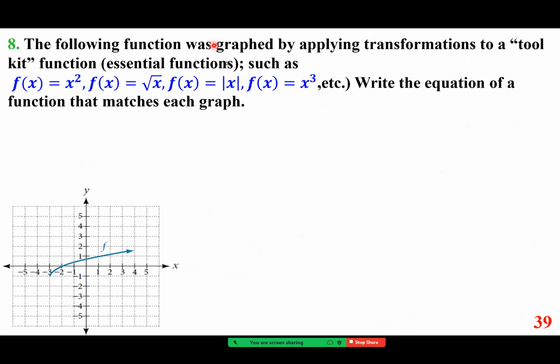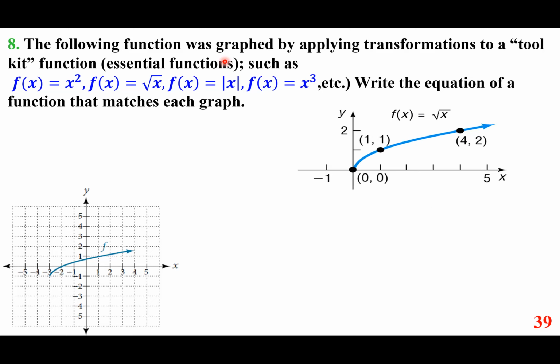The following function was graphed by applying a transformation to a toolkit function, essential function. One of those functions, we want to write the equation of a function that matches each graph. And again, we remember the basic f of x equals the square root of x. We remember that one. And we notice the shape is the same as that one. It has been some sort of a shift.